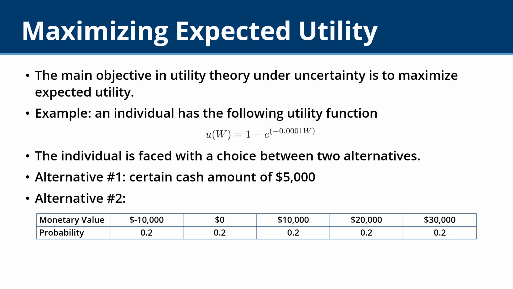Given the choice of alternative one, which is 100% guaranteed, alternative two is basically a lottery, right? Which alternative would this decision maker choose between these two if we were to use expected utility? Using the utility function, what is the best alternative for this specific decision maker?